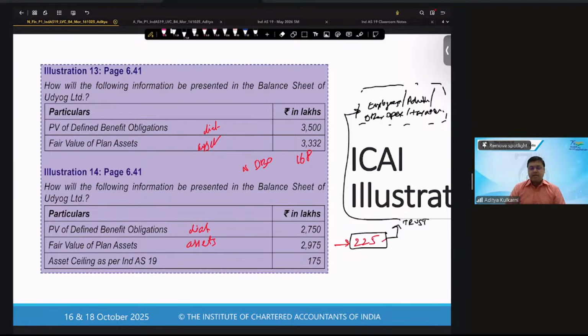Now, think about it. Can I sell all the assets of the trust, all the investments, to meet my obligations? Or should I keep some amount of assets sufficient to meet the expenses of the trust? Some amount should be left for administration and working. You have to keep it, otherwise how will the trust run? You cannot keep on funding that operation, right?